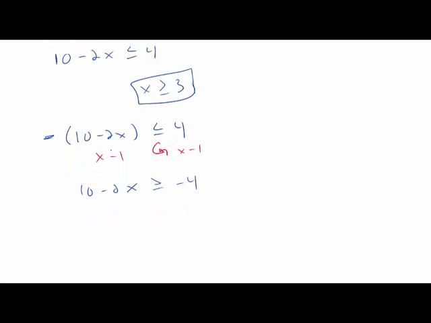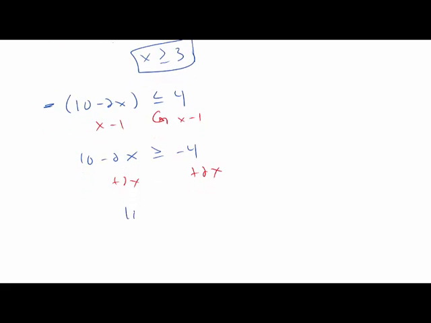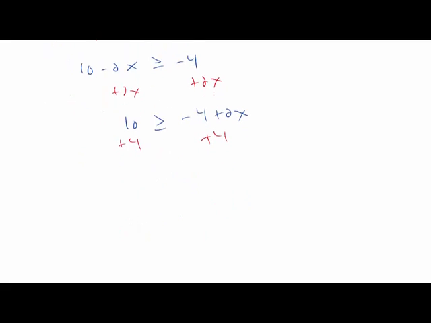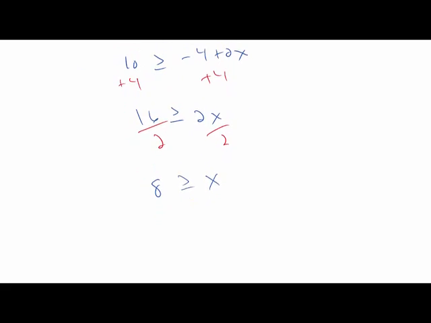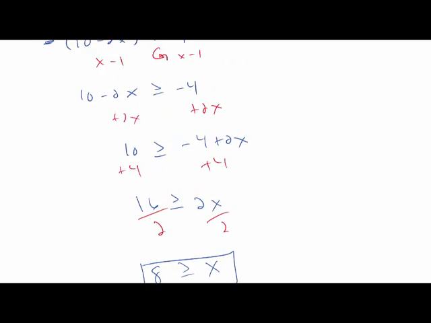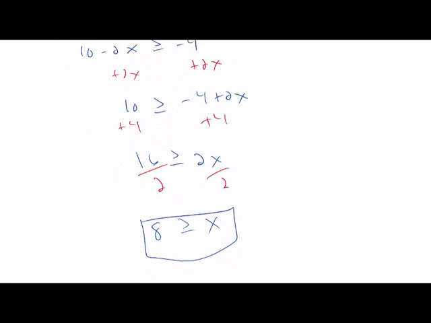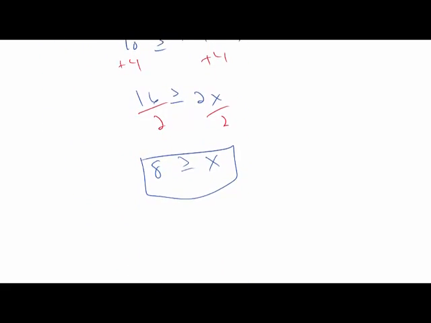And now let's add 2x to both sides. And so we have 10 is greater than or equal to -4 plus 2x. And now let's add 4 to each side. And then we divide by 2 on both sides, and we get x less than or equal to 8, right. So these are the two equations. X is greater than or equal to 3, and x is less than or equal to 8.